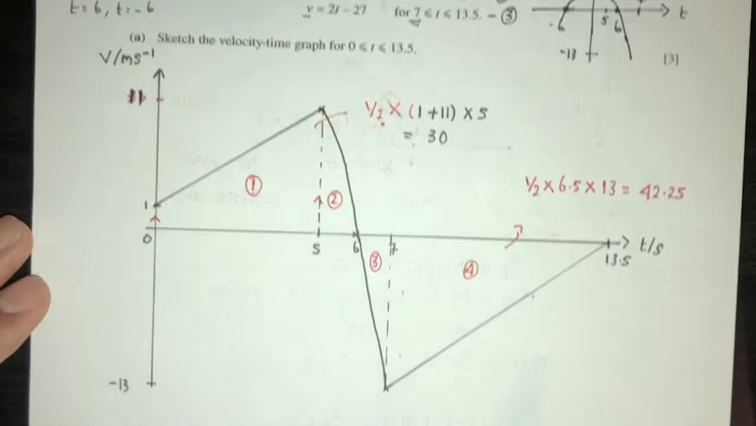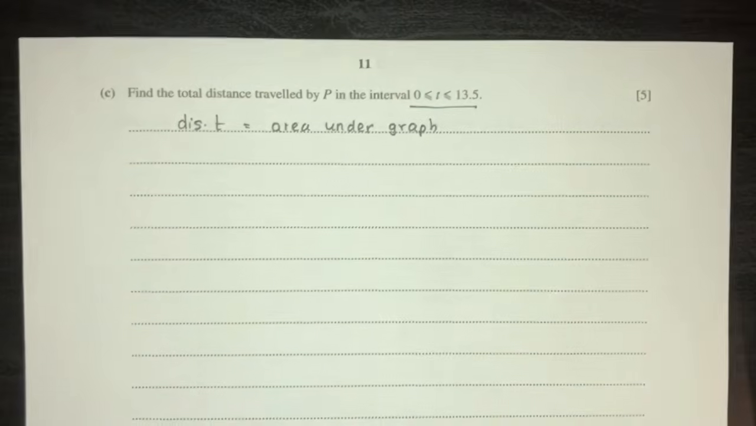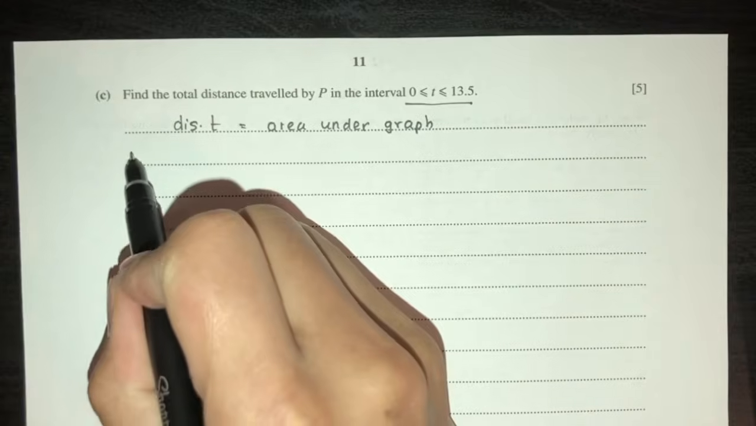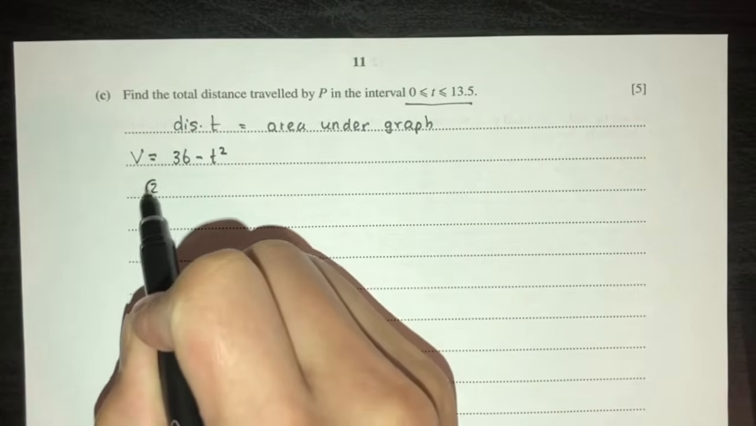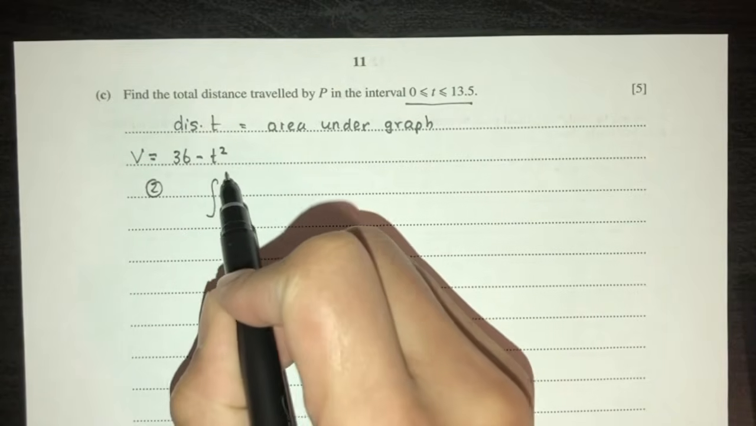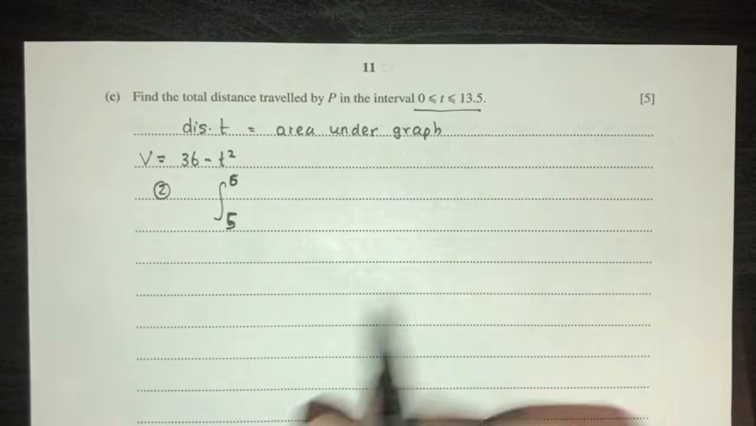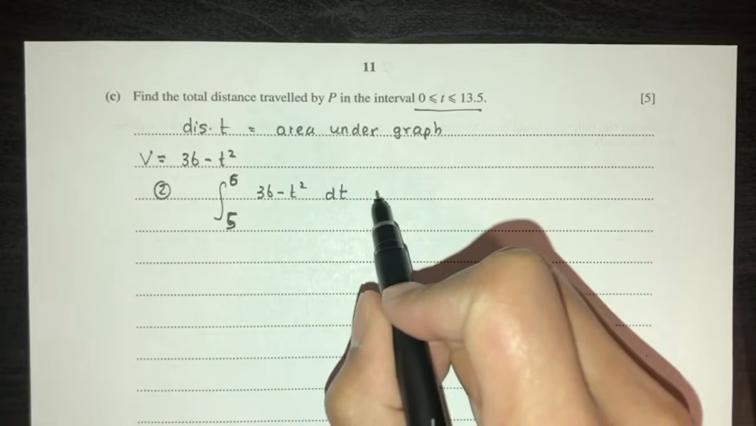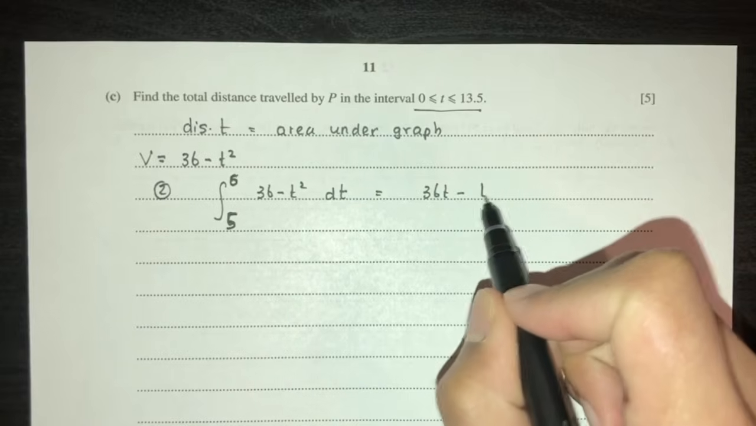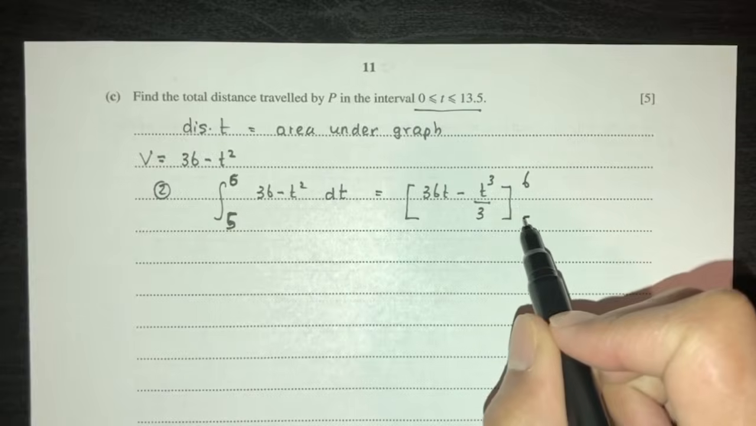Now, how do you find the area in the graph? For a curve, you have to use integration. So let's do that. As we know, the curve is v equals 36 minus t squared. Now for number 2, it is between the values of 5 and 6. Sorry, 6 will be up, 5 will be down. The curve is 36 minus t squared with respect to dt. Integration will be 36t minus t cubed divided by 3, and the limits will be between 6 and 5.